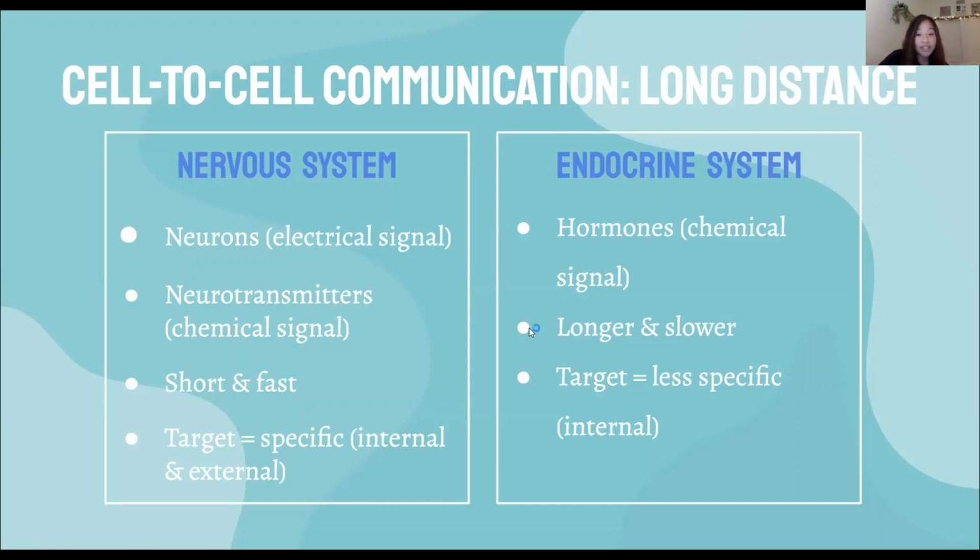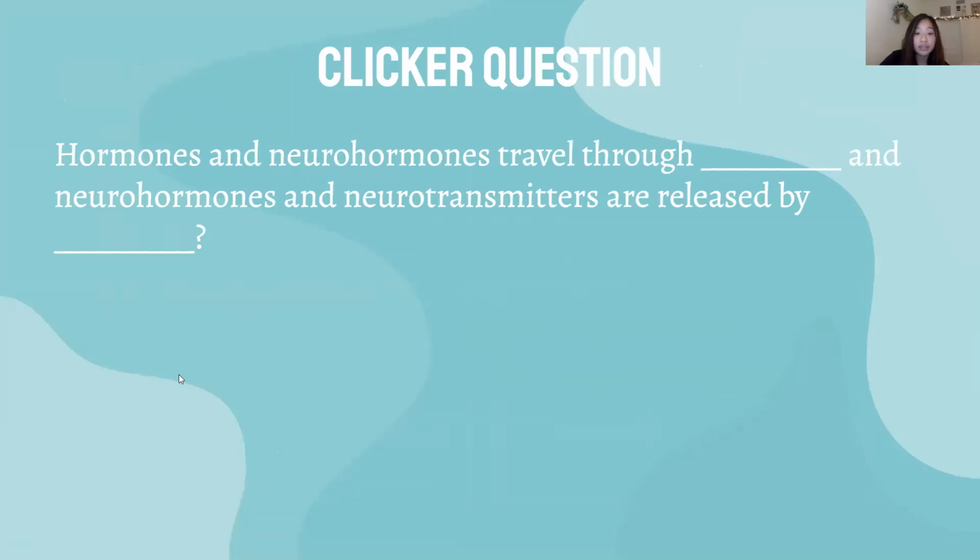So I have another question for y'all. Hormones and neurohormones travel through what? And neurohormones and neurotransmitters are released by what?